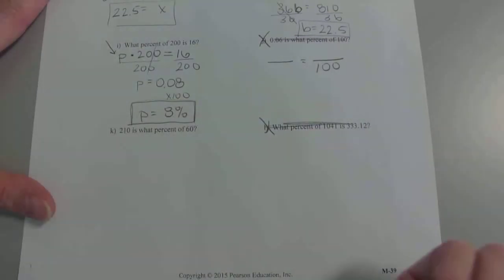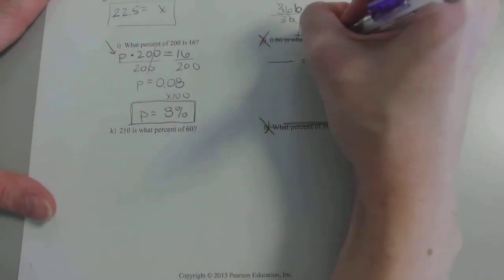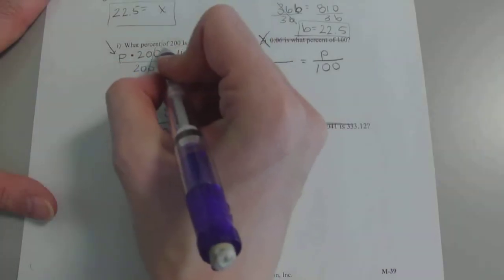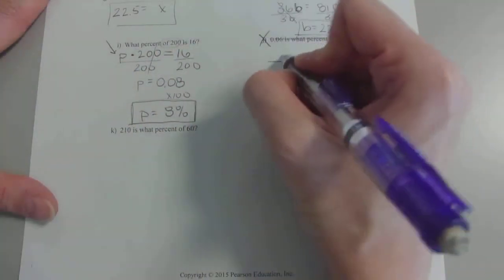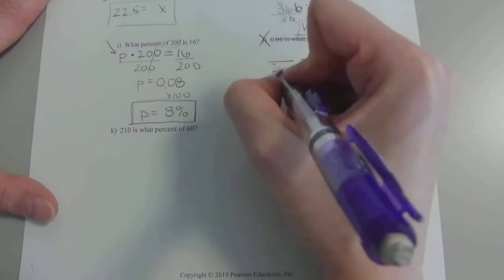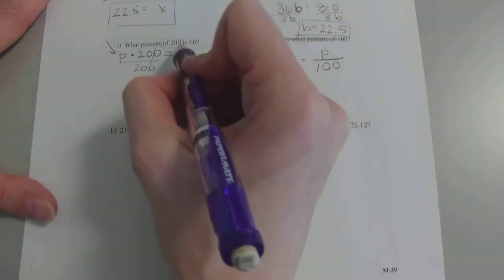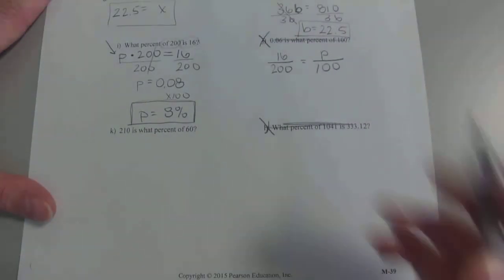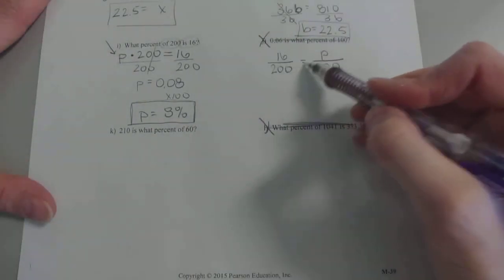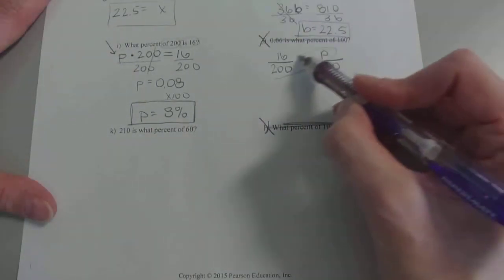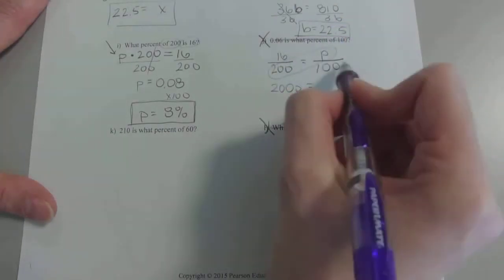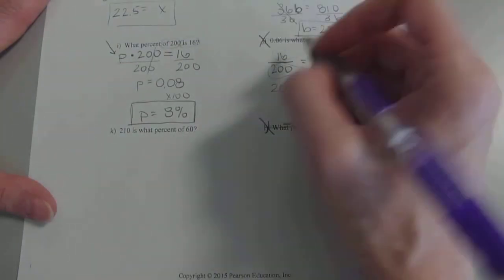So watch what happens over here. So we have the proportions blank equals blank over 100. It's always is over of, okay? So let's say, what percent? Do we know the percent? No, so that's P. So it goes over 100. Of 200, it's closest to of, so is goes over of, so 200 goes down here. And then is 16, okay? So we have amount over base equals P over 100.